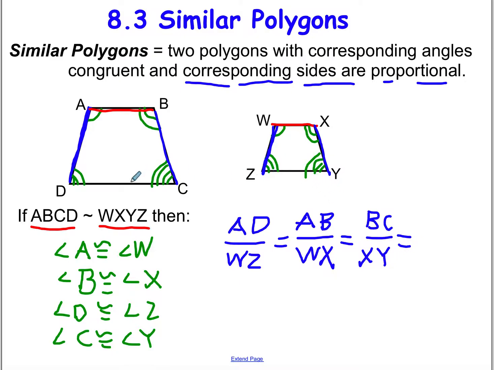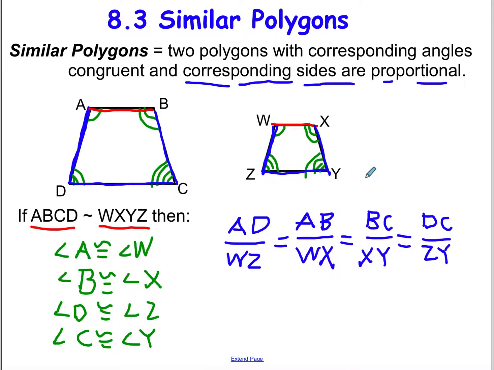And then lastly, similarly, the relationship between DC and ZY will be the same. All of these relationships, this is what it means to say the corresponding sides are proportional. All of their relationships to each other will be the same. The relationship between AD and WZ will be the same as the relationship between AB and WX, will be the same as the relationship between BC and XY, will be the same as the relationship between DC and ZY.